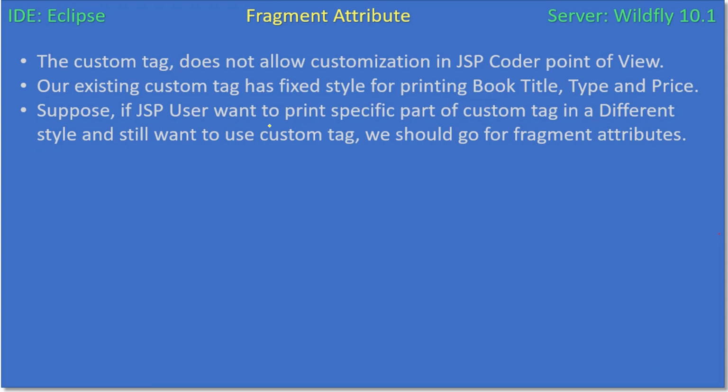Suppose a JSP user demands customization for a specific tag element, then we should go for the fragment attributes. They will still use our custom tag, and they can perform rendering for a specific element. Say our custom tag is rendering 3 elements, and the user wants to customize only one element the way they want, they can do that using the fragment attribute. At the same time, the custom tag imposes standardization on parts 1 and 3. So the JSP coder will still use the custom tag, but a specific part of the tag they will customize using the fragment attributes.